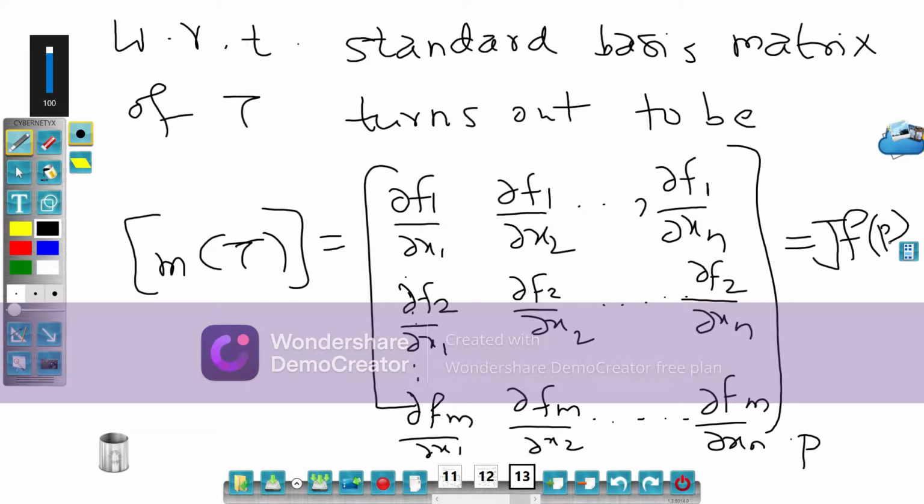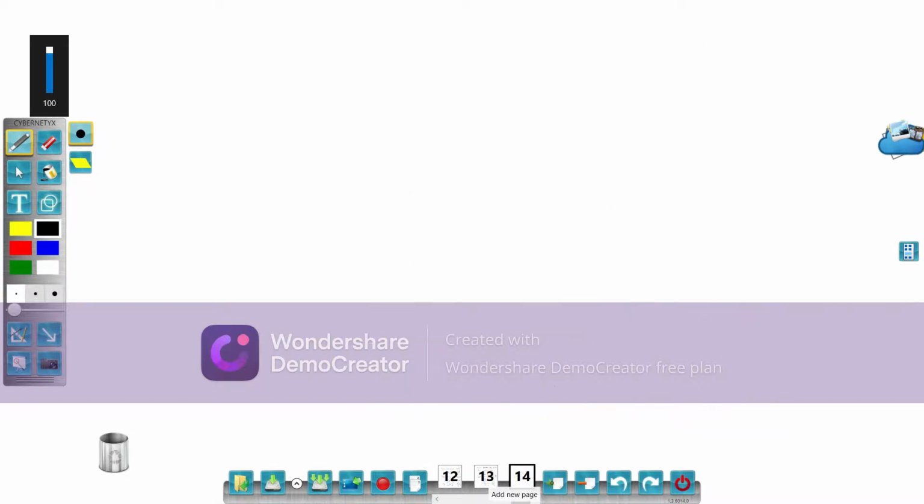So this Jacobian matrix we have already stated, so one should understand that the matrix representation is basically a Jacobian matrix. Okay, so after that there is a result that differentiability implies continuity, which I will prove.